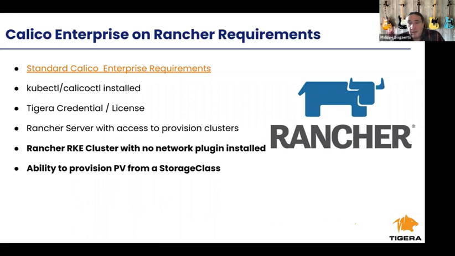Installing it, again, is pretty simple. We can do it in a similar way. The only thing you need to take into account is that you have to install your Kubernetes cluster with no networking plugin installed, because Calico Enterprise is installing its own networking plugin.